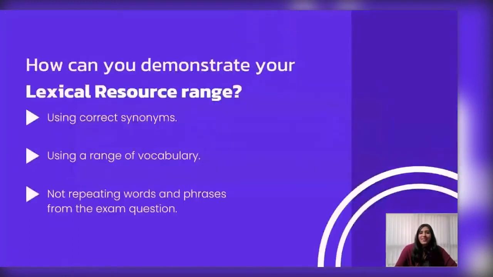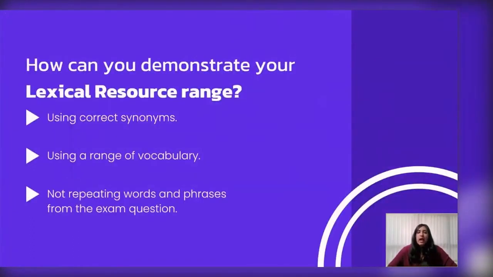Okay? All right. So let's look at how you can demonstrate your lexical resource range. All right, there are a couple of points here which I'm just going to run you through. First of all, using correct synonyms. All right, that's a great way to show your lexical range. Now, what do we mean by using correct synonyms? So if you want to say one thing, first of all, we'll just go through it.